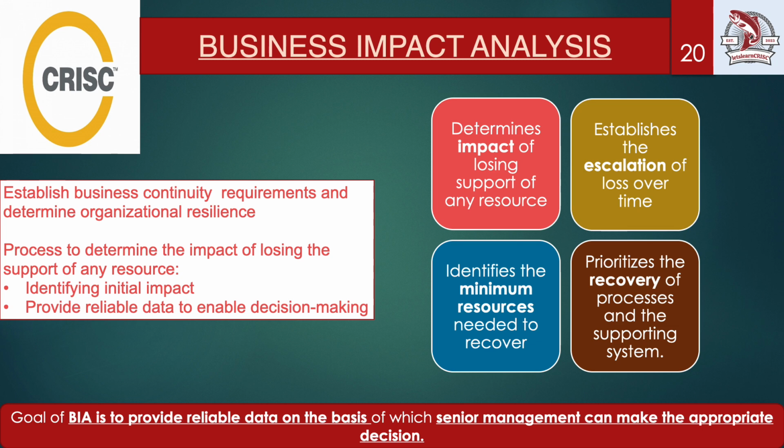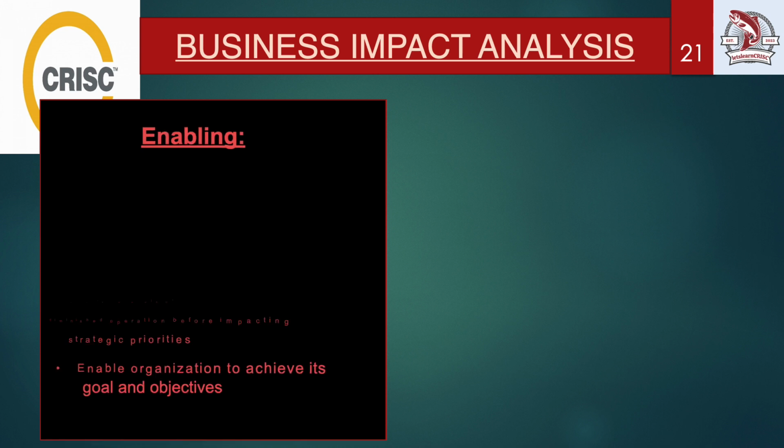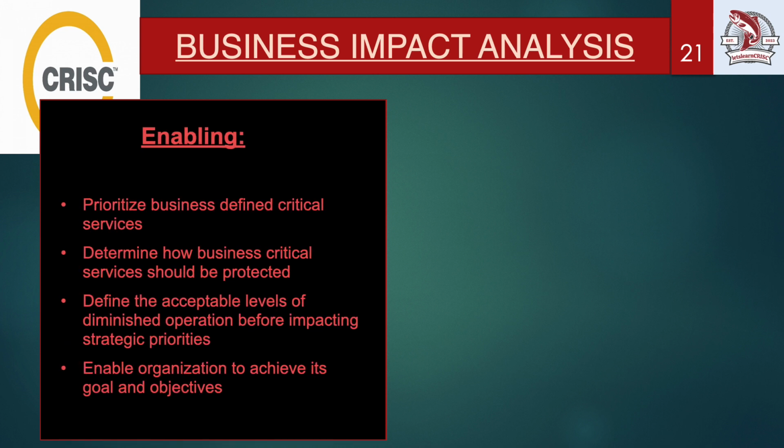Right? Moving further ahead, let's discuss the enablings. Enablings state, first, prioritize the business-defined critical services. Friends, completing a business impact analysis helps the organization to identify and prioritize the critical services. These are the services that are essential for achieving strategic priorities, goals, and objectives. So by understanding what services are most important, an organization can focus its resources and effort on maintaining their continuity.